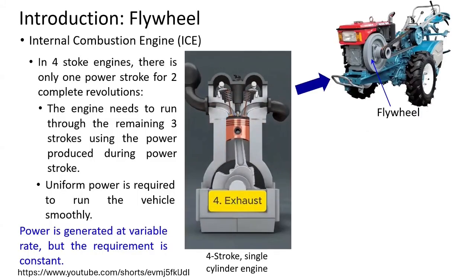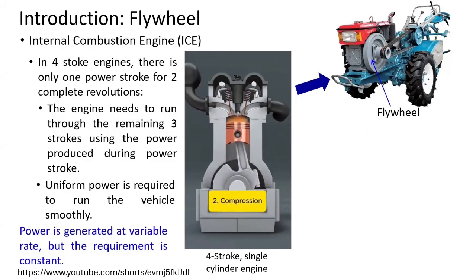If you look at the two-wheel tractor, obviously this is a rotating disc, as we discussed earlier. So definitely it has to be a flywheel connected to the engine, spinning with the engine. And of course, this helps us to bridge this mismatch where the power is generated at a variable rate, but you want power at a constant rate. So this is a single cylinder engine.